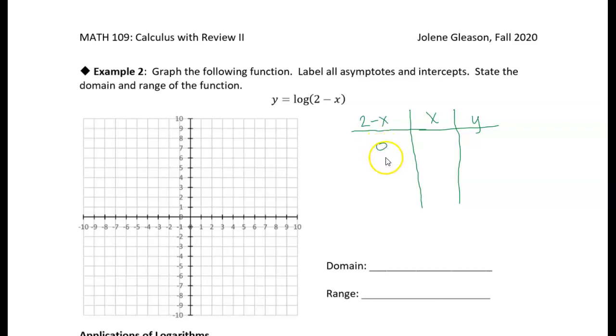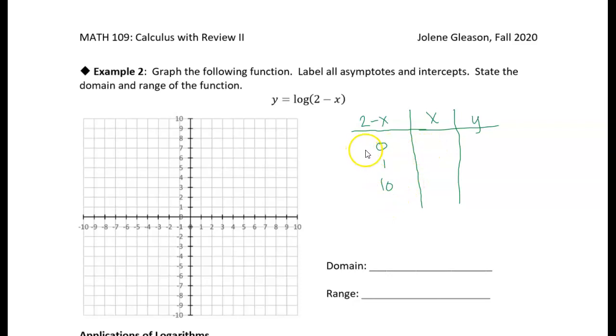Well, 0 would be where the asymptote is, right? We know that when you take the log of 0, that's undefined, and so that would give you the spot where the asymptote is, right? I can't actually evaluate the log at 0, but that tells me where the asymptote is. 1, right? Because 10 to the 0 is 1, and any power of 10 really would be good values to evaluate. So let's just start with those.